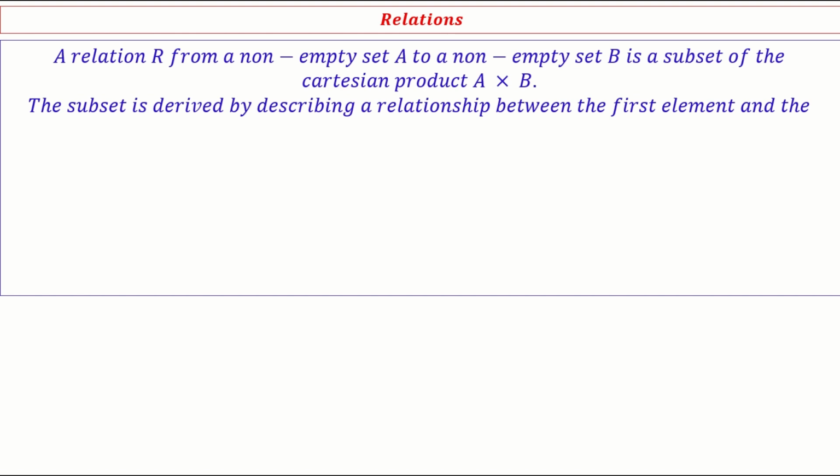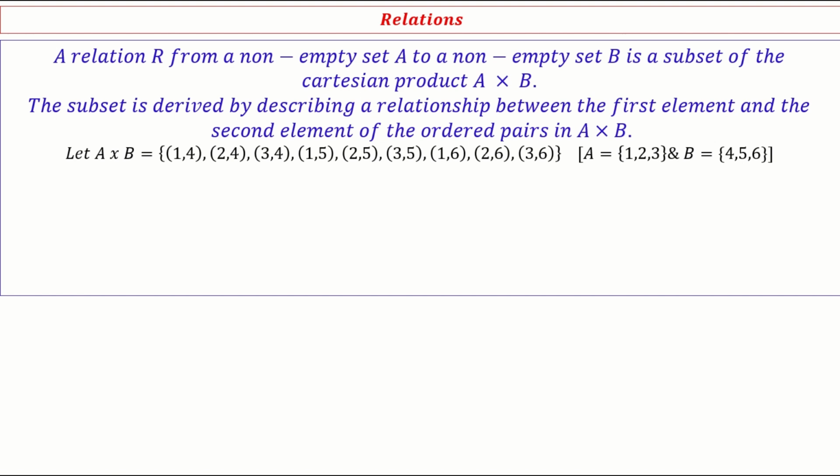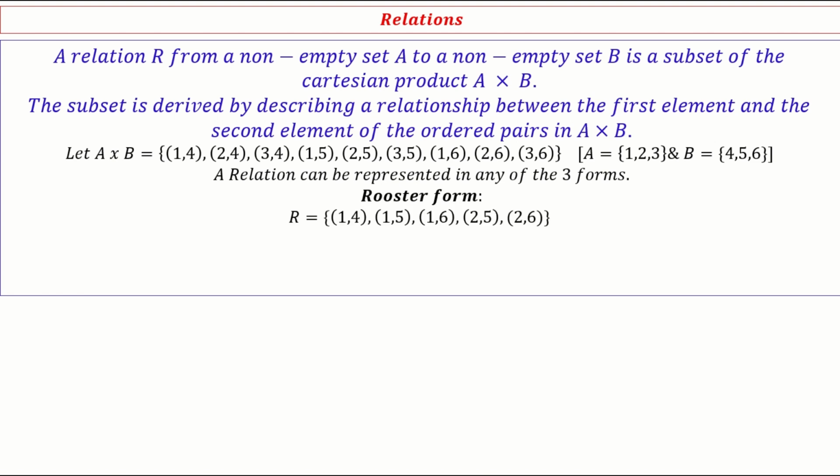The subset is derived by describing a relationship between the first element and the second element of the ordered pair in A cross B. So let's say A is 1, 2, 3 and B is 4, 5, 6. Then a relation can be represented in any of the three forms. In roster form, suppose these are the ordered pairs possible. And in set builder form, I will say it is x comma y such that y is greater than 2x.